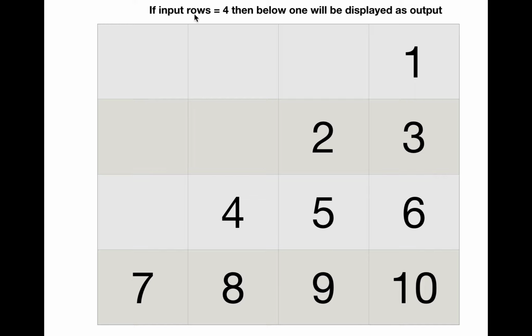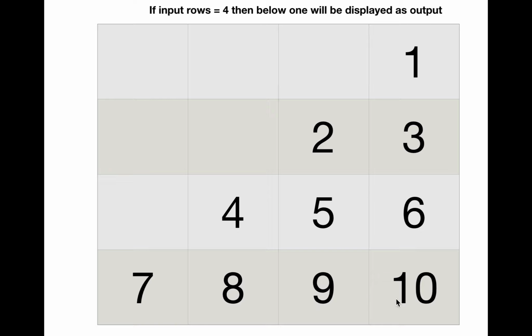The program accepts the input number of rows. For example, if you give the number of rows equal to 4, the following will be displayed as output. It contains 4 rows, and in the first row the first 3 cells are empty. That means there will be 3 tabs in C++, and in the last column you will get number 1. The second row has 2 spaces and then 2 3, and the third row has 3 spaces and then prints 4 5 6.